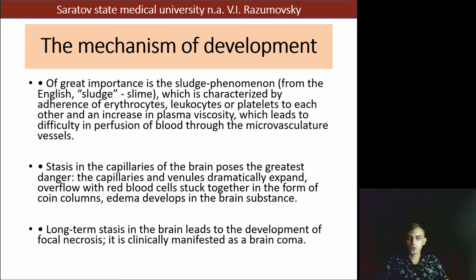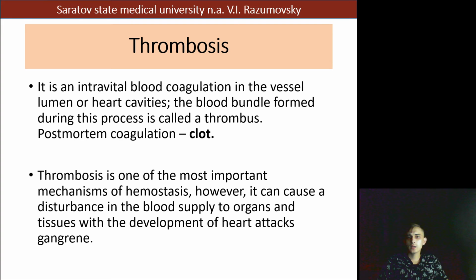Thrombosis. Thrombosis is intravital blood coagulation in the vessel lumen or heart cavities. The blood clot formed during this process is called a thrombus. Postmortem coagulation forms what are called clots. Thrombosis is one of the most important mechanisms of hemostasis. However, it can cause a disturbance to the blood supply to organs and tissues with the development of heart attack.